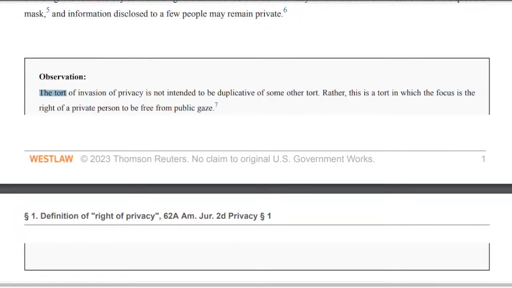So an observation here is the tort of invasion of privacy is not intended to be duplicative of some other sort of tort. Rather, this is a tort in which the focus is the right of a private person to be free from public gaze. So that's an observation we can make here: it's not intended to be duplicative of some other tort. Rather, it's an individual cause here, in which the focus is the right of a private person to be free from public gaze.